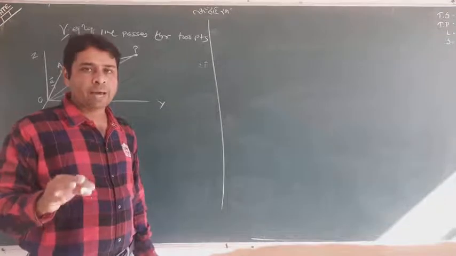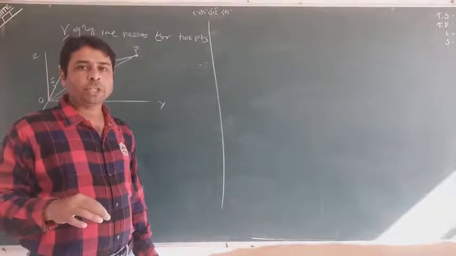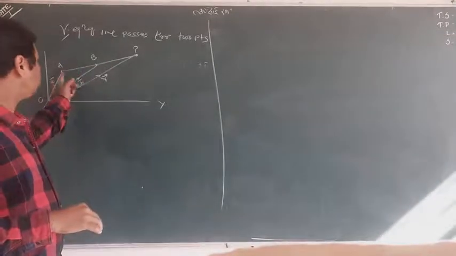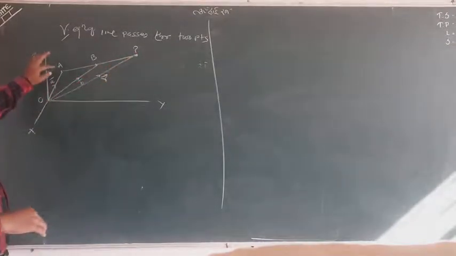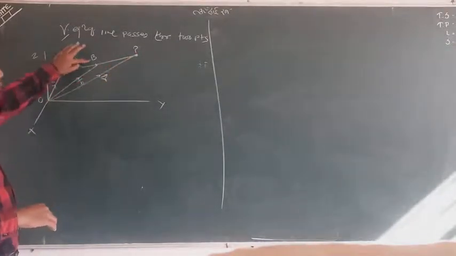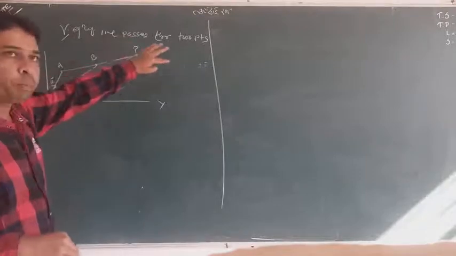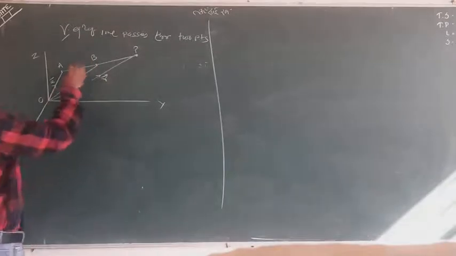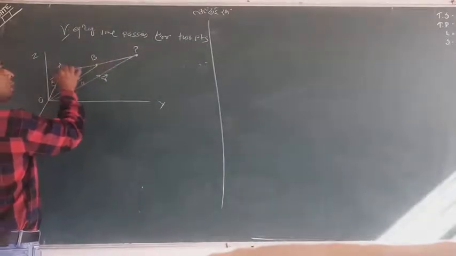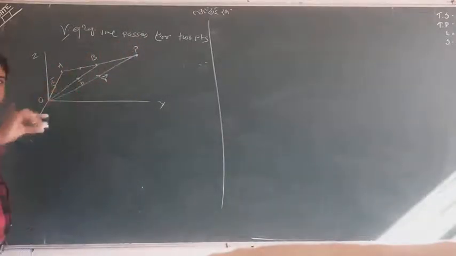So three things we have taken here: position vector of A, position vector of B, position vector of P, R. Position vector of A is OA, position vector of B is OB, and position vector of P is OP. So three things we have taken. Now we want to find the equation of the line which is actually passing through A and B.